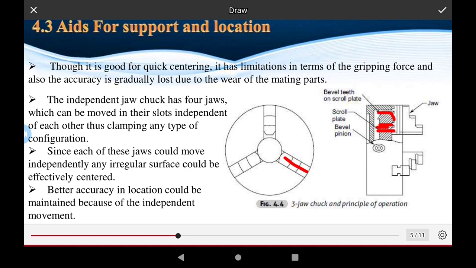This is the jaw. Each jaw can be moved independently, so irregular surfaces, step turning, cylindrical surfaces and conical surfaces can all be generated and the work is performed in these machines. Better accuracy in location is required for automobile components, and machining them is very easy in the manufacturing industry.